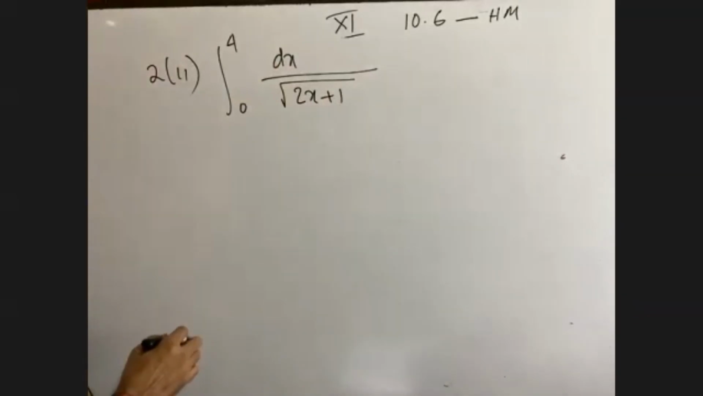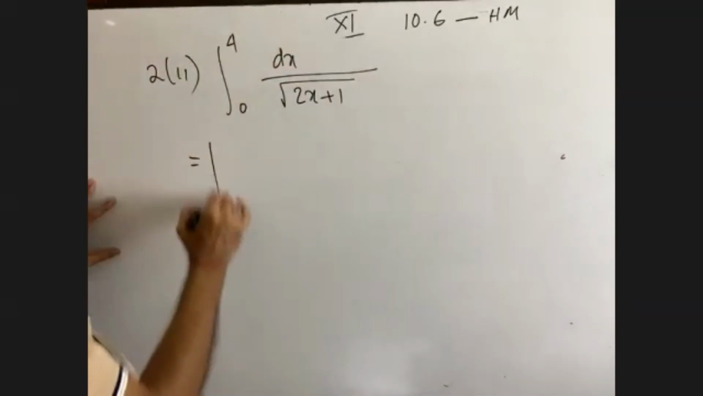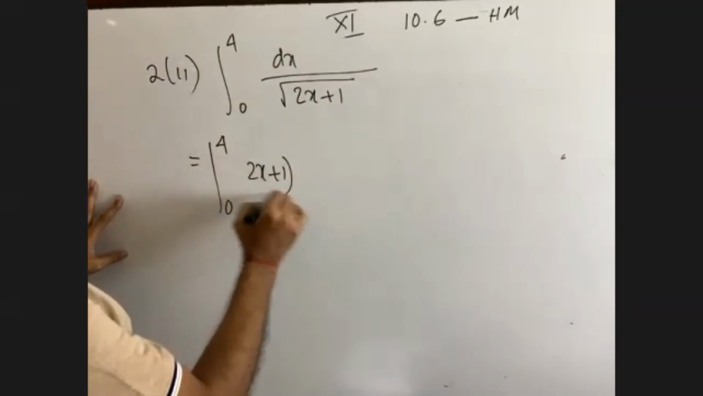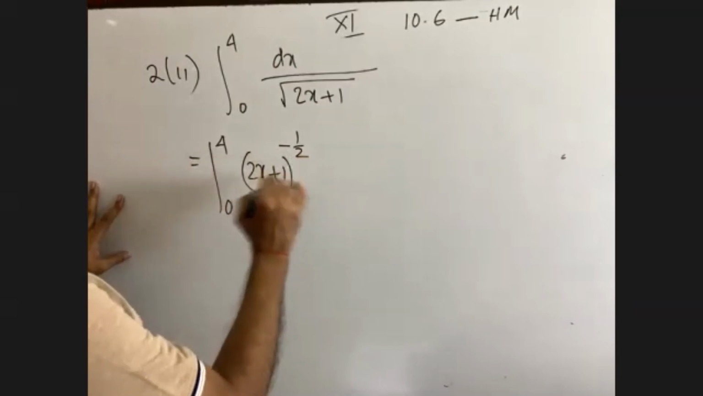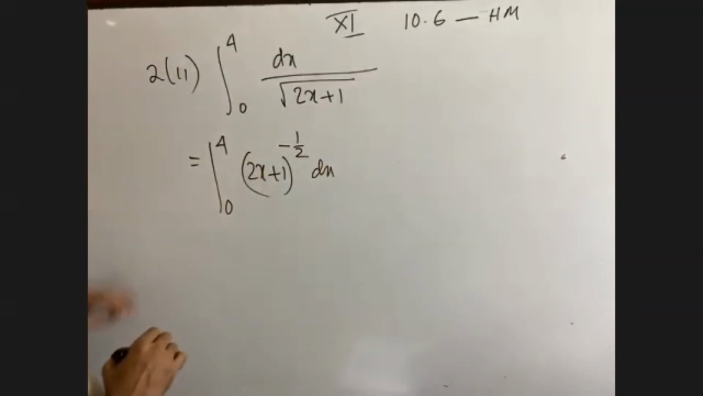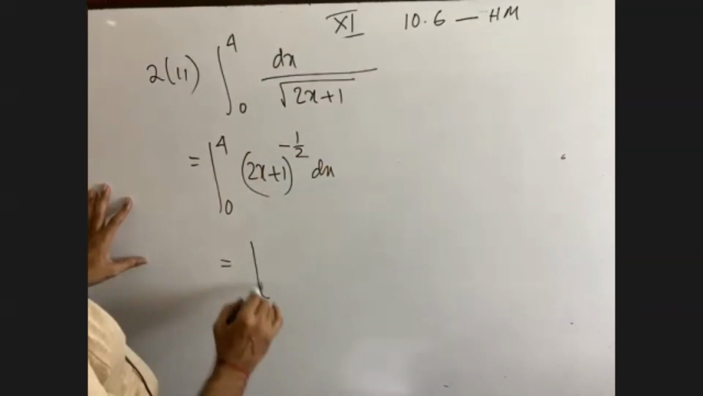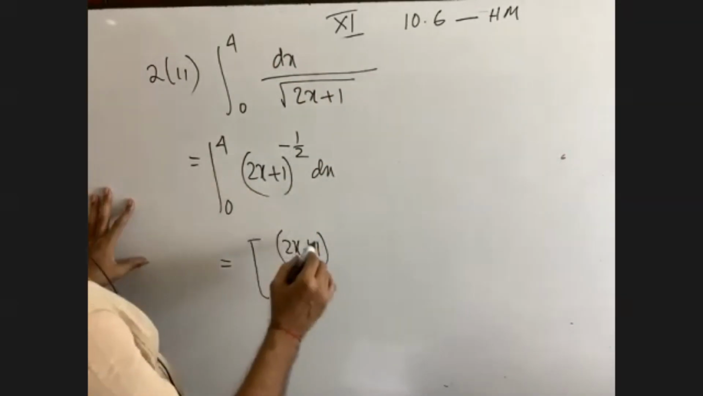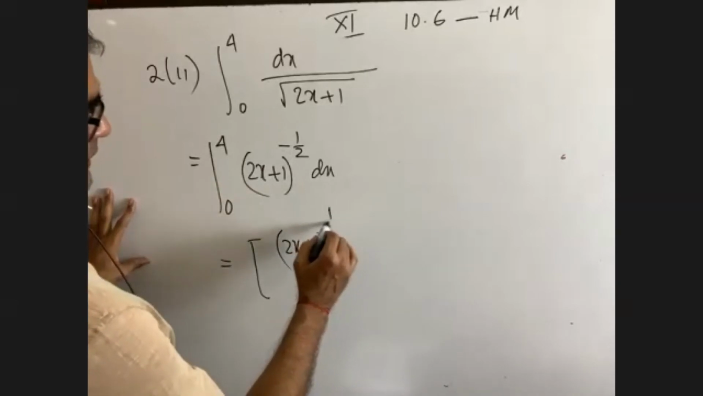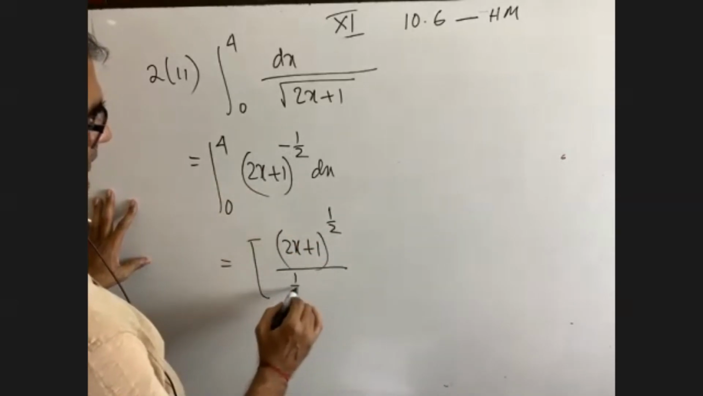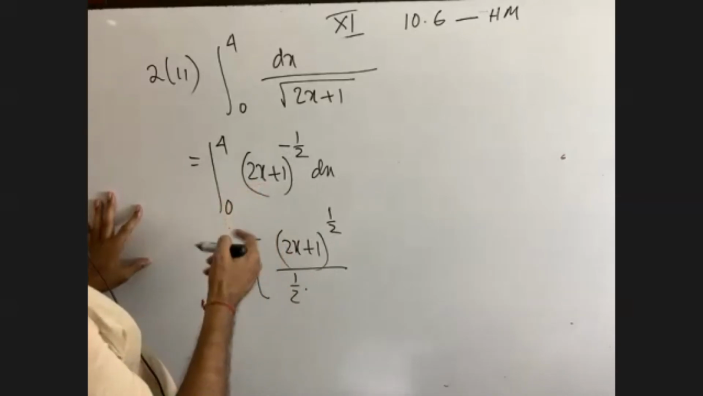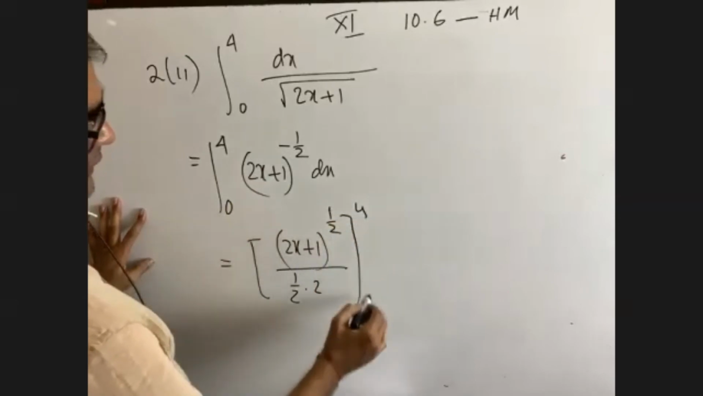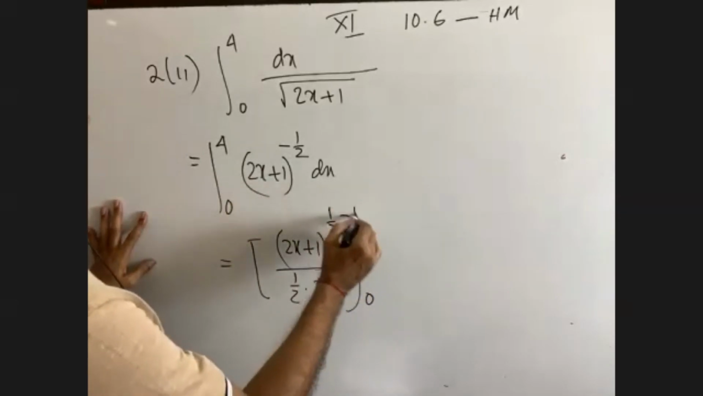Can you do it? Okay, you can do it. That I know. This is from 0 to 4. It can be written as 2x plus 1 whole to the power minus half dx. Now you have to calculate like this. This is 2x plus 1 whole to the power minus half plus 1. Minus half plus 1 means half. This is again half, and the coefficient of x is 2. This is 4 and this is 0.